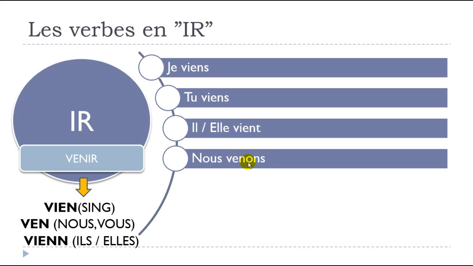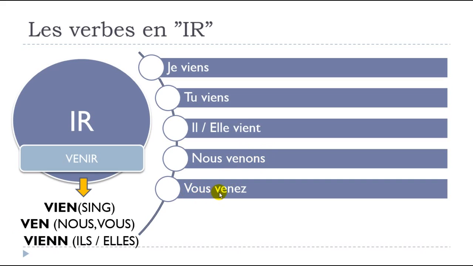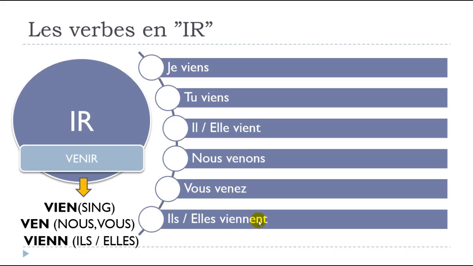So that's what we are going to do. Nous venons. Okay, so you put back this VEN, and after that you will put your ending ONS. Nous venons, then you will get vous venez. Okay, and the last one, remember here, for il, elle at the plural form, you will use this viennent here, and then you will add the ending ENT. Ils viennent, elles viennent.